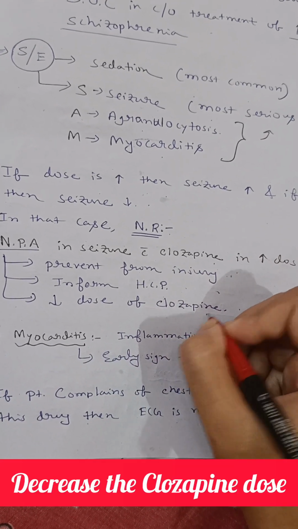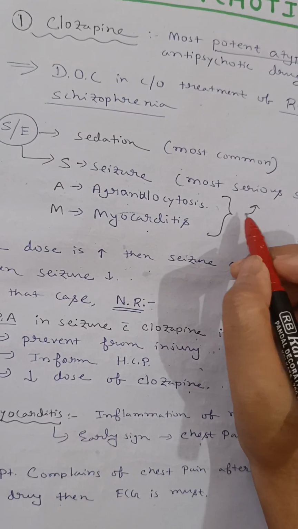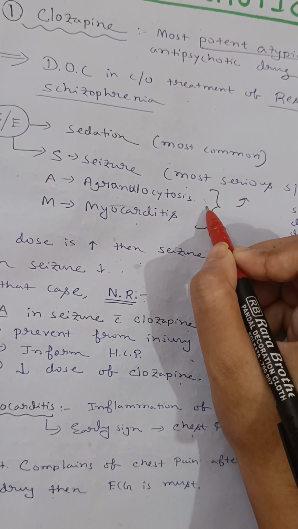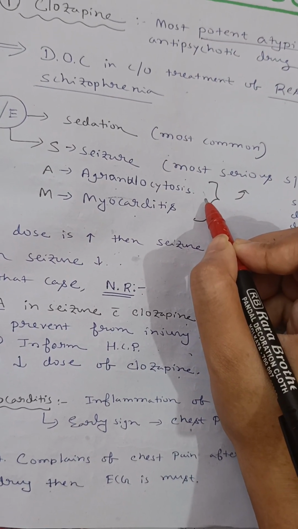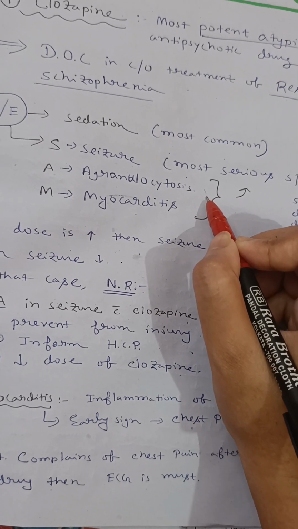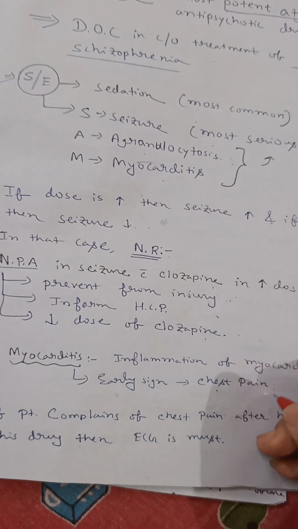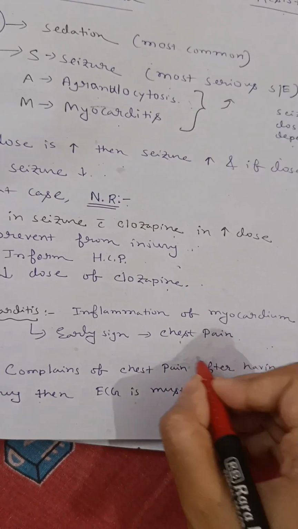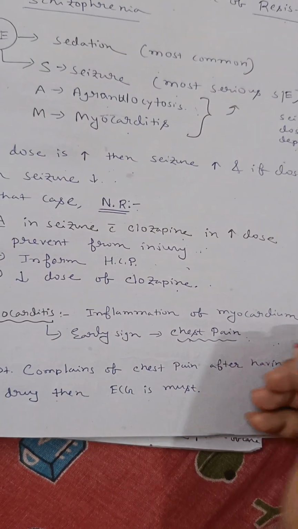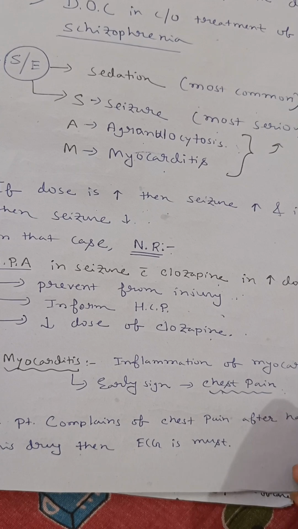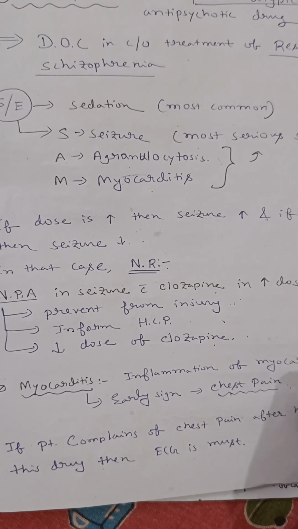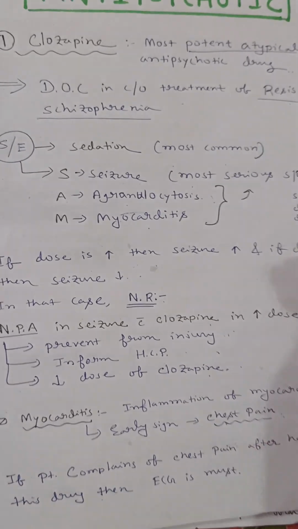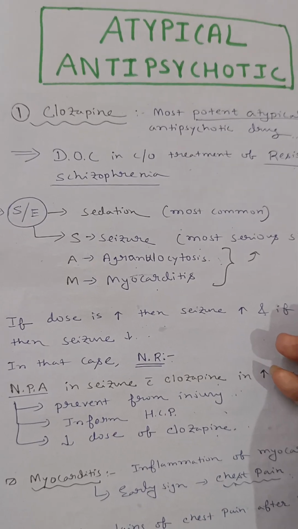Then agranulocytosis, that is the decreased number of the granulocytes of WBC, like the basophils, eosinophils and the neutrophils. And what is myocarditis? Myocarditis, as you know, is the inflammation of the myocardium, the middle layer of the heart, and the early sign is chest pain. So in case a patient complains of chest pain after having this drug, you have to do an ECG. So these are all the key points regarding the atypical antipsychotic drugs.